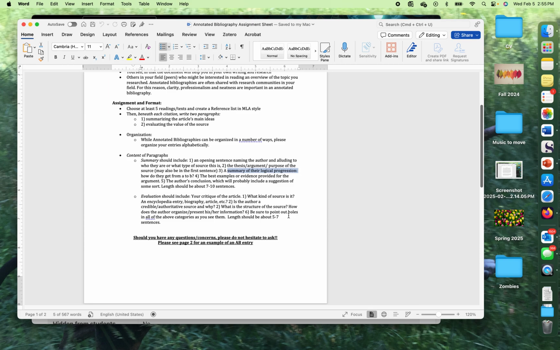What's the structure within the source? Is it a book that has chapters in it? Is it a textbook? Is it a novel? What is it? How is it structured? Is it a journal article that has the standard subheadings within it? If so, you might want to talk less about this and more about how the author has organized their information. If you see holes in any of the above categories, talk about them.